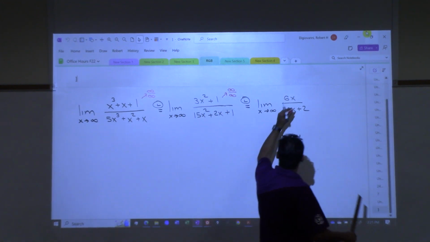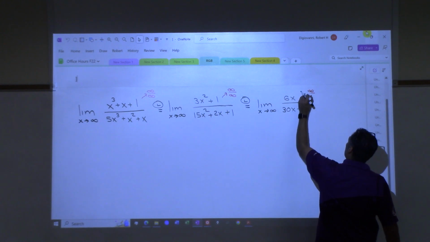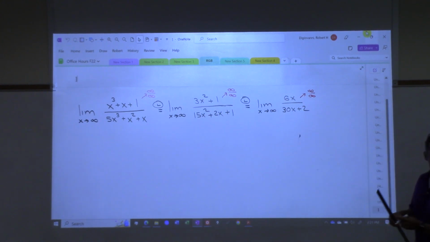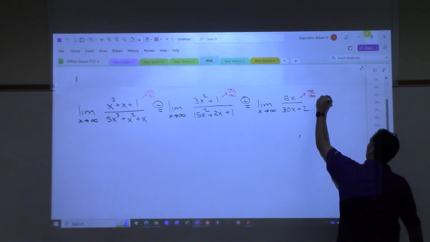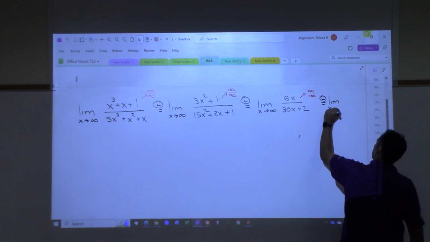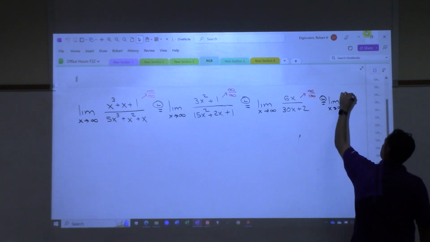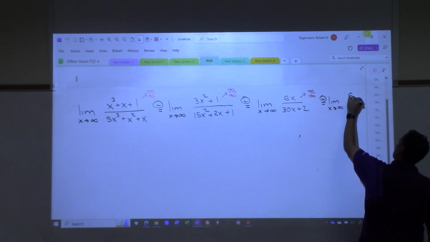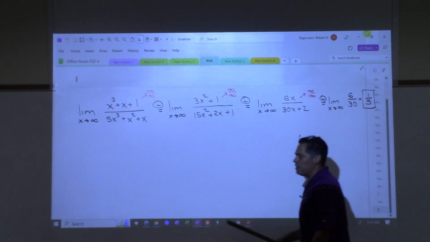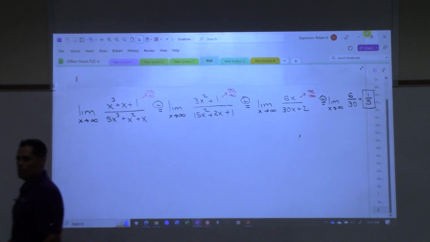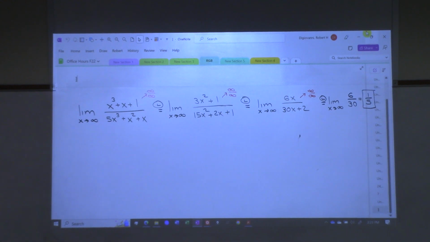Do y'all see what's happening each time we're doing L'Hopital? It's like we're chipping away at the powers, aren't we? And so on the next application of L'Hopital, we get the limit as x goes to infinity of 6 over 30, which is 1/5, which is the answer. If you were to do it the way we did it before, where you came in with that highest power on top and bottom, you would have got that same answer. Pretty nice, huh? Pretty nice.